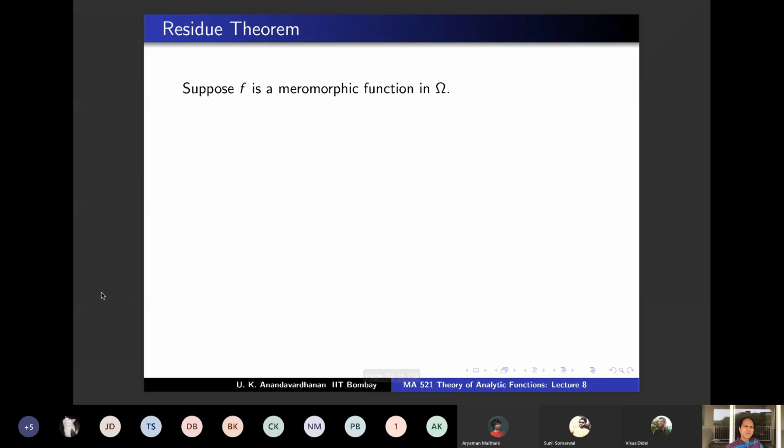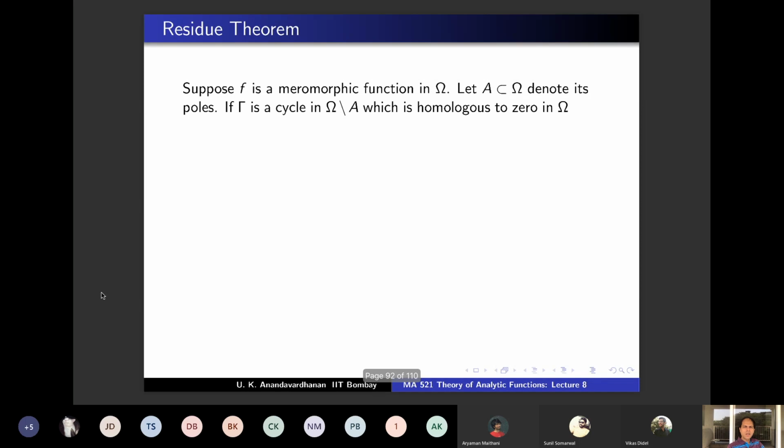Okay, so now let's start the residue theorem. And what is the residue theorem? Again, you have done this before. Suppose f is a meromorphic function in omega, and let A be its set of poles. And if gamma is a cycle in omega minus A, after all, A is the set of singularities, I don't want my cycle to go through that. So take a cycle in omega minus A and assume it is homologous to 0 in omega.